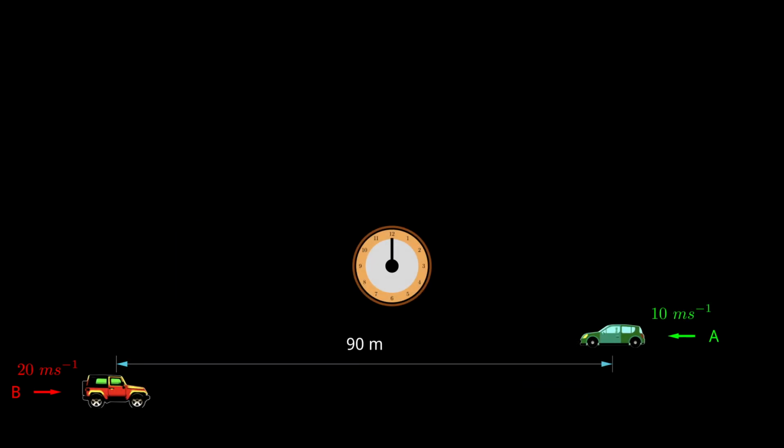Before wrapping up this video, we'll explore one more example. In this case, we'll examine a scenario where two vehicles are moving in opposite directions, heading towards each other. This example will help us understand how to analyze situations where objects move towards one another, and how to represent their motions on a displacement time graph.